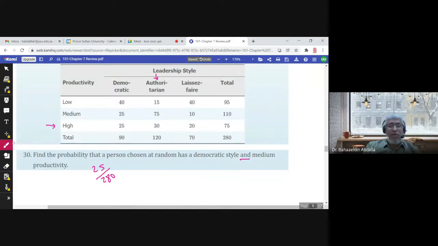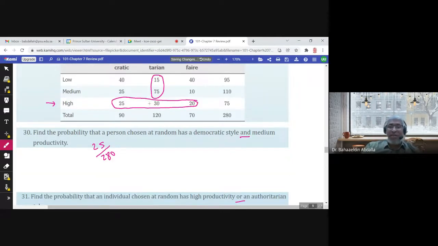How to find A or H from here? You can use the formula: probability of high, 75 over 280, plus 120 authoritarian over 280, minus 30, the intersection. You can do that. Or to find the union, these are all the high, and you add to them all the authoritarian that are not high.